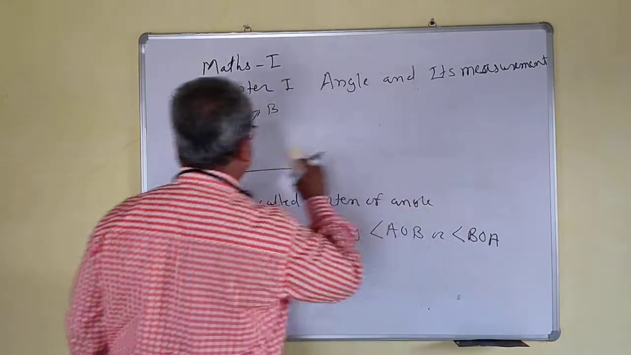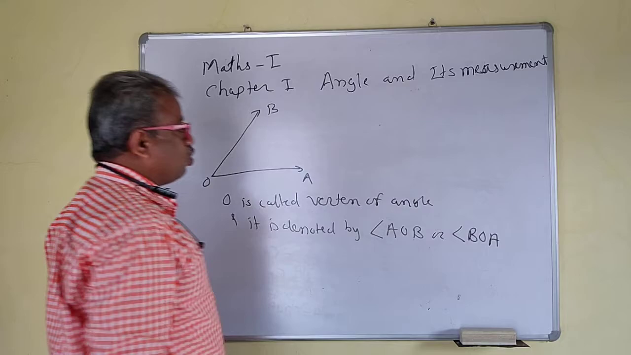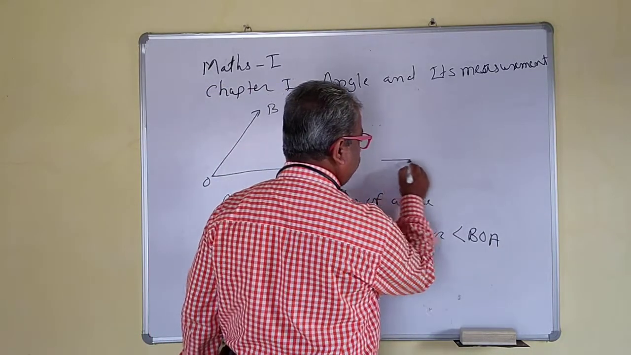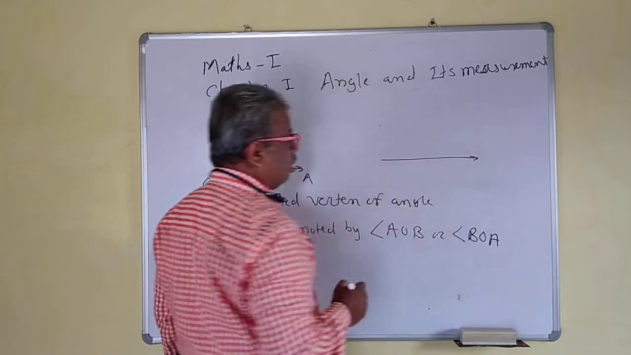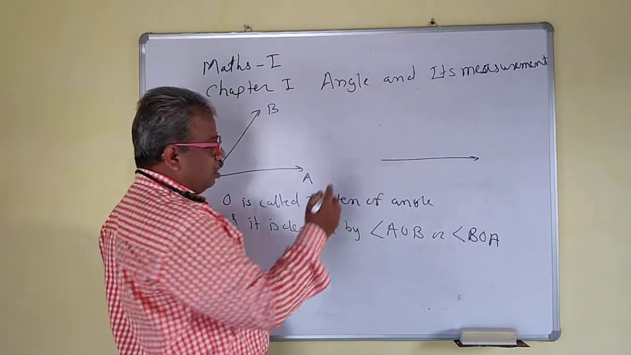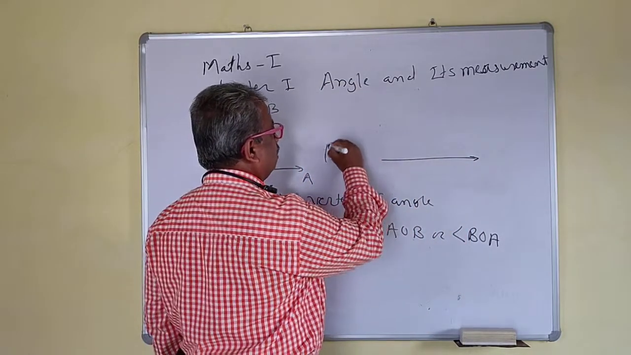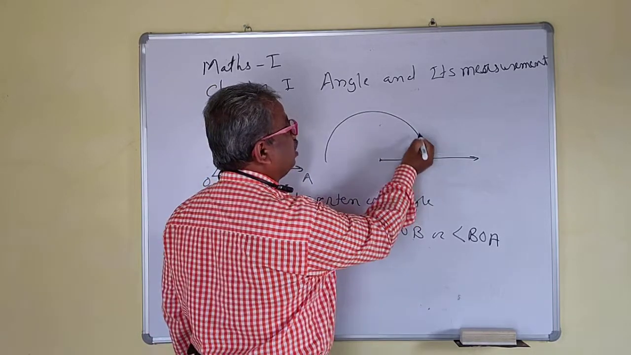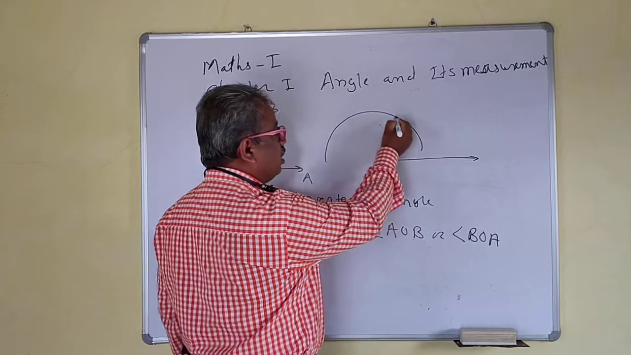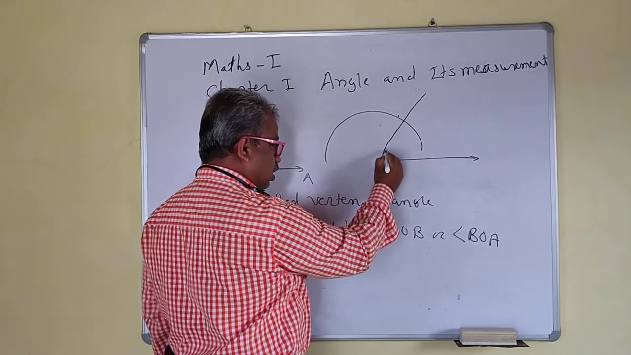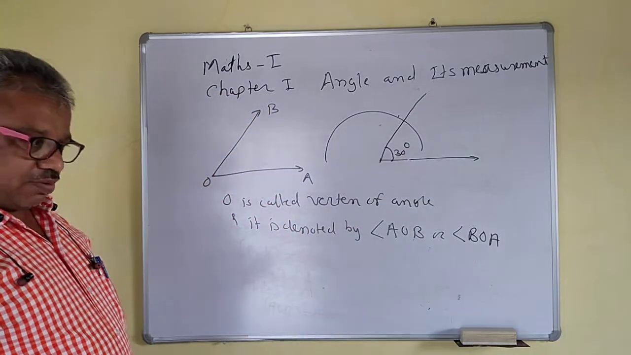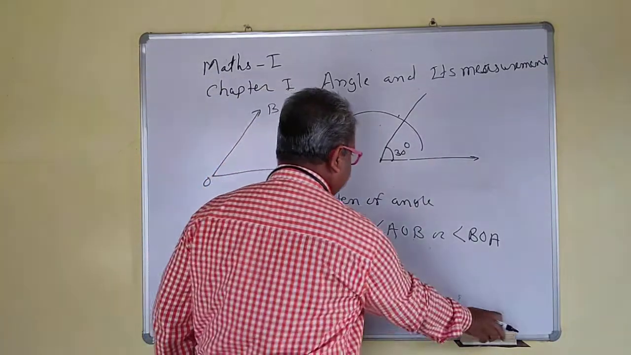Now, how to draw the angle with some measurement that is known to you. Suppose you want to draw the angle of measurement 30 degree. You are taking the center here, and where is the 30, 10, 20, 30, like this. Then this will be the angle of measurement 30 degree, that you did in the last year.